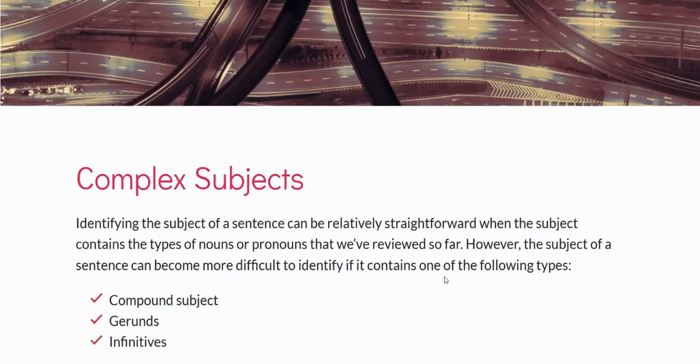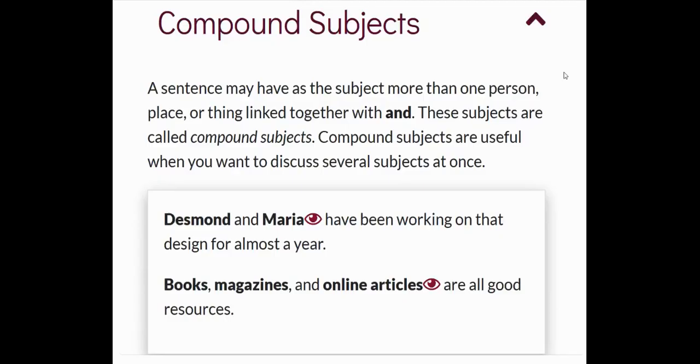The subjects we have just identified are straightforward and easy to identify because they appeared at the very beginning of the sentence. However, the subject of a sentence can be presented in a more complex and difficult to identify way. Let's look at three of them now. When subjects are compound, that is, when there are multiple subjects, that are gerunds, and subjects that are infinitives.